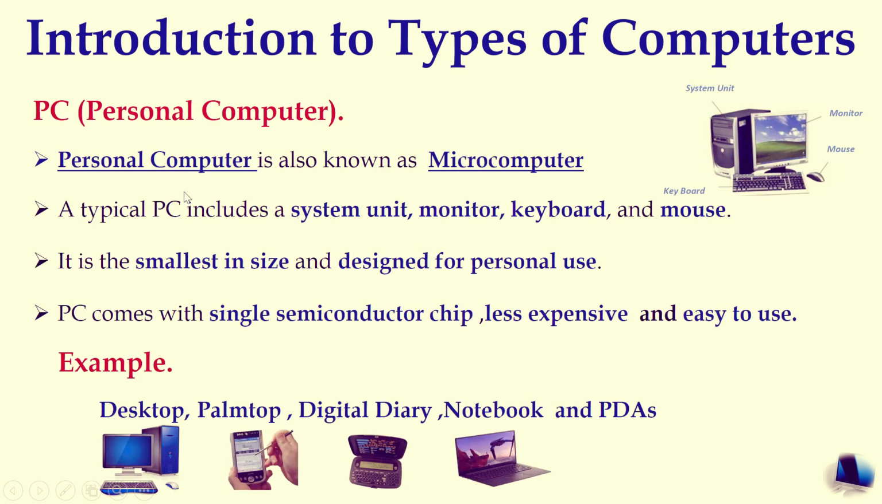So what is personal computer? A personal computer is also known as microcomputer. So what is the other name for personal computer? It's microcomputer. A typical personal computer includes a system unit, monitor, keyboard, and mouse. When I say computer or personal computer, it should have a system unit. You can see here, right? System unit, monitor, mouse. This is mouse, and this one is keyboard. It is small in size. Yes, personal computers are not very big. It is small. It's designed for personal use.